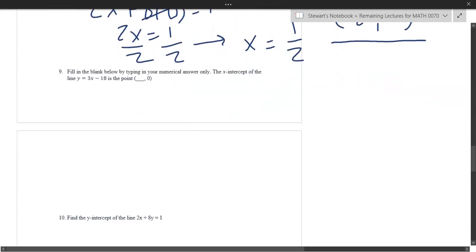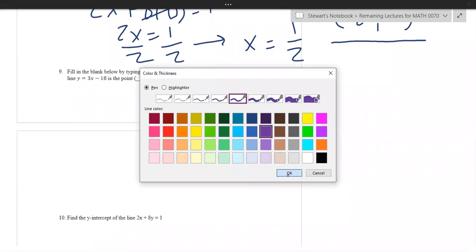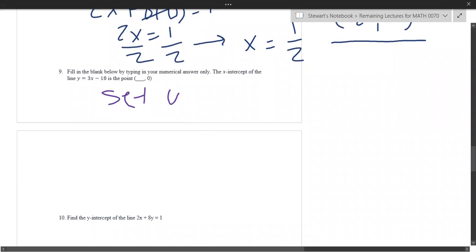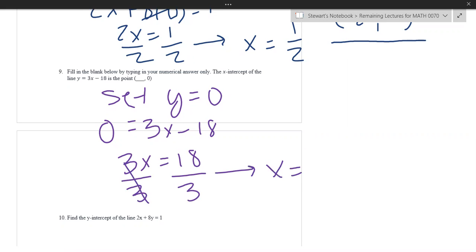Okay, same thing down here. They want us to find the x-intercept, so we're going to set y equal to 0. So we'd have 0 equals 3x minus 18. So then 3x is equal to 18 because we have to add it to the other side. Dividing by 3 on both sides gives us x is equal to 6. So the x-intercept would be the point (6, 0).